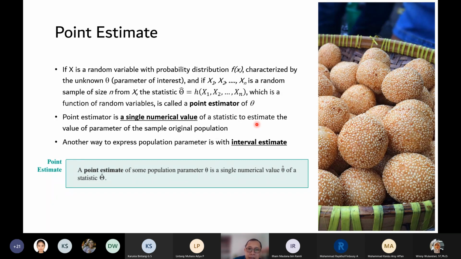Of course, another and better way to express a parameter is using an interval estimate, selang. Being an interval, it has lower and upper bounds.